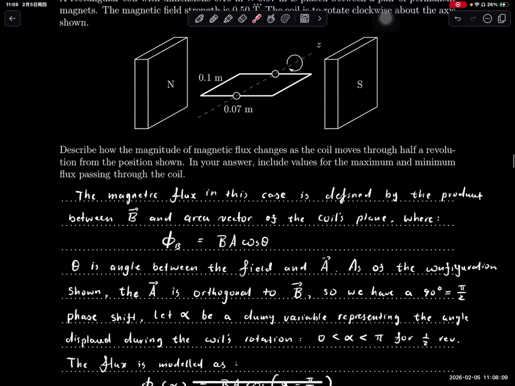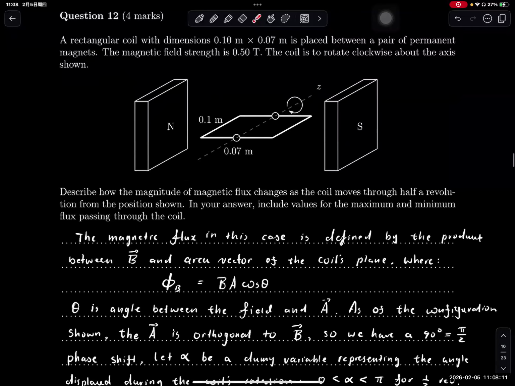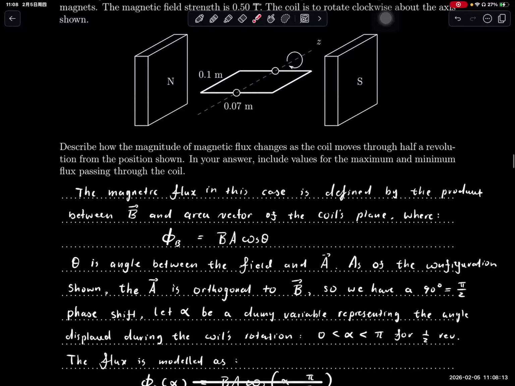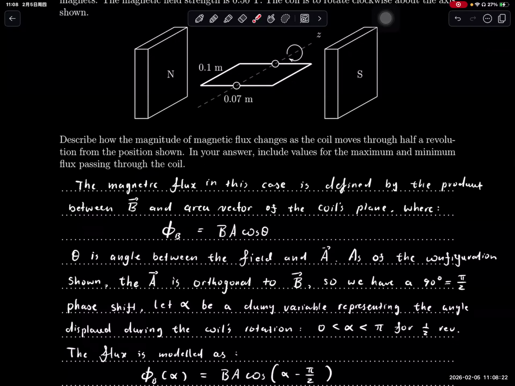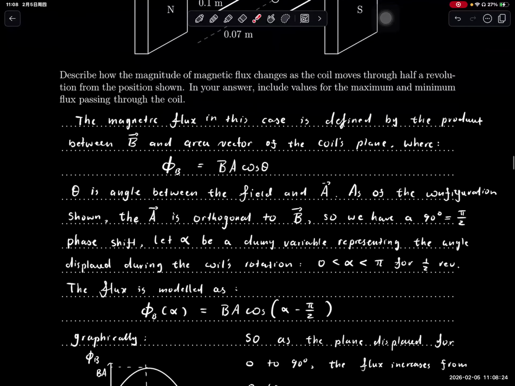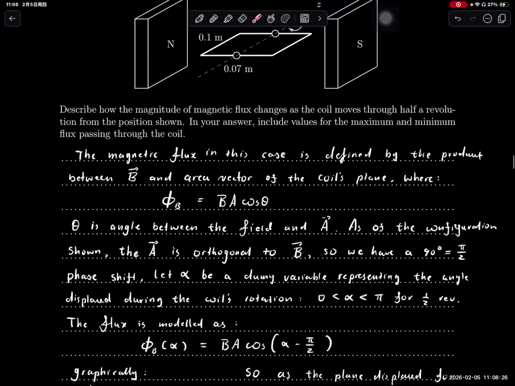So the magnetic flux in this case, we define what it is, right? Everybody should do this, no matter if you do the qualitative or quantitative approach. It's the product between B and the area vector. So we have BA times cosine theta, where theta is the angle between the field and the area vector.